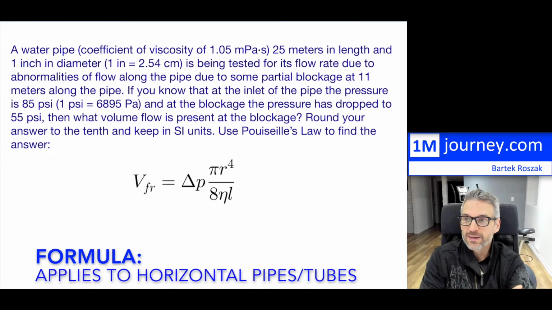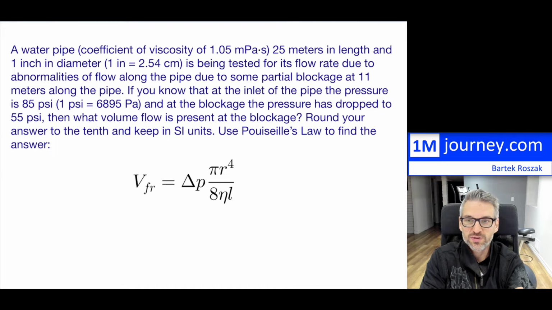So here it is. We have a water pipe. The coefficient of viscosity of the water flowing in this pipe is 1.05 millipascal seconds. So that's what's given. This particular water pipe is 25 meters in length and 1 inch in diameter. It is being tested for its flow rate due to abnormalities of the flow along the pipe due to some partial blockage at the 11 meter line along the pipe.